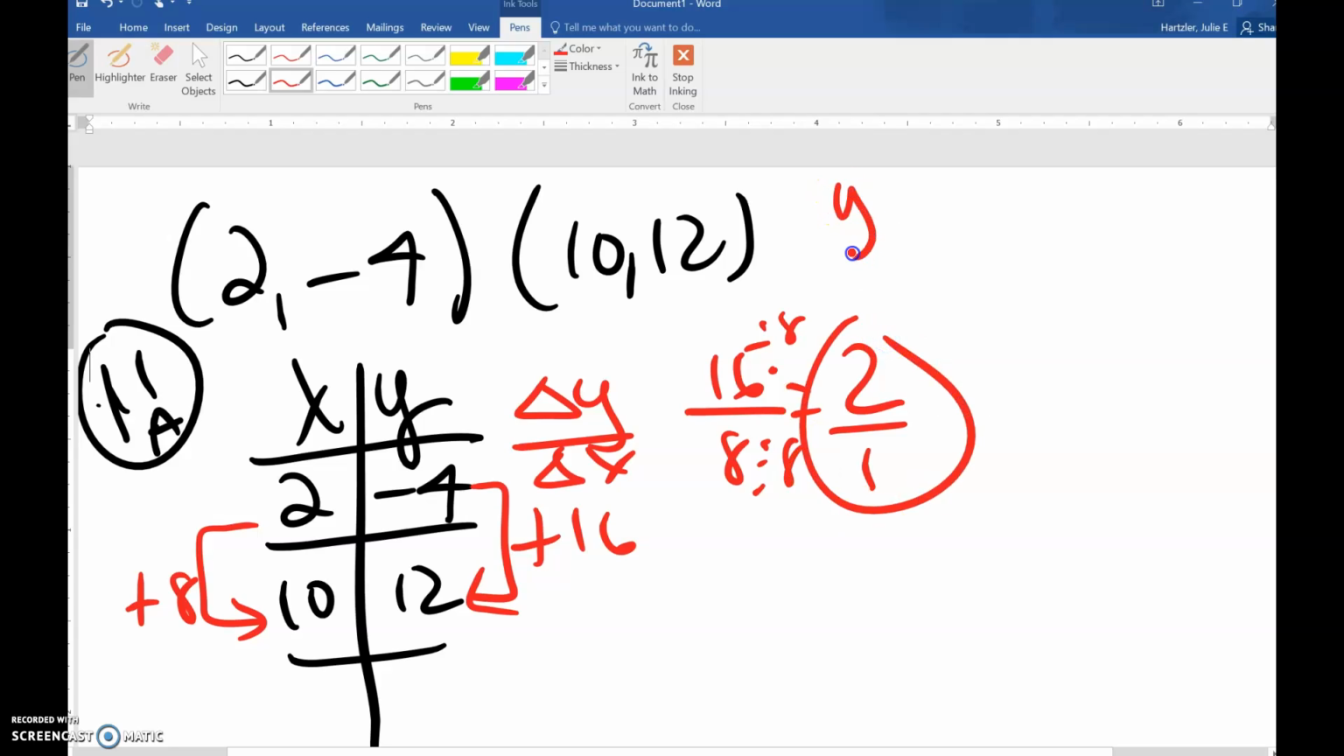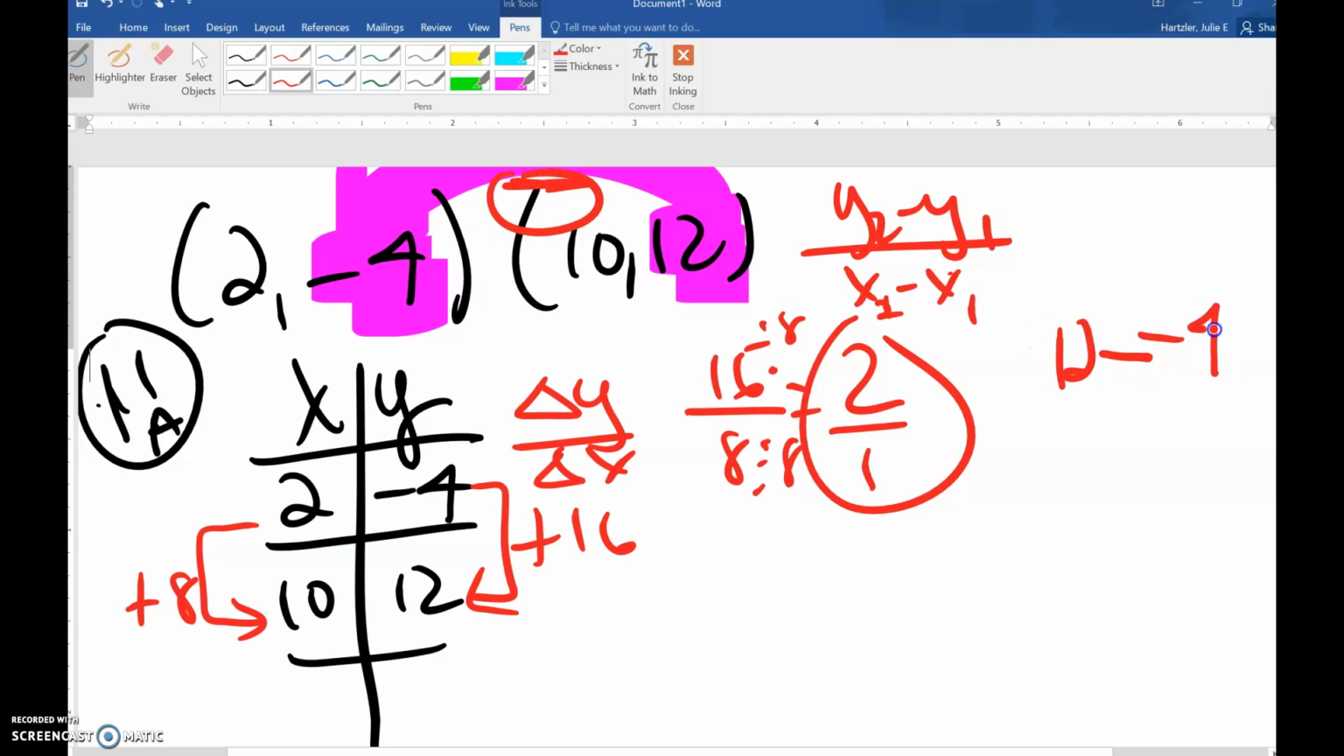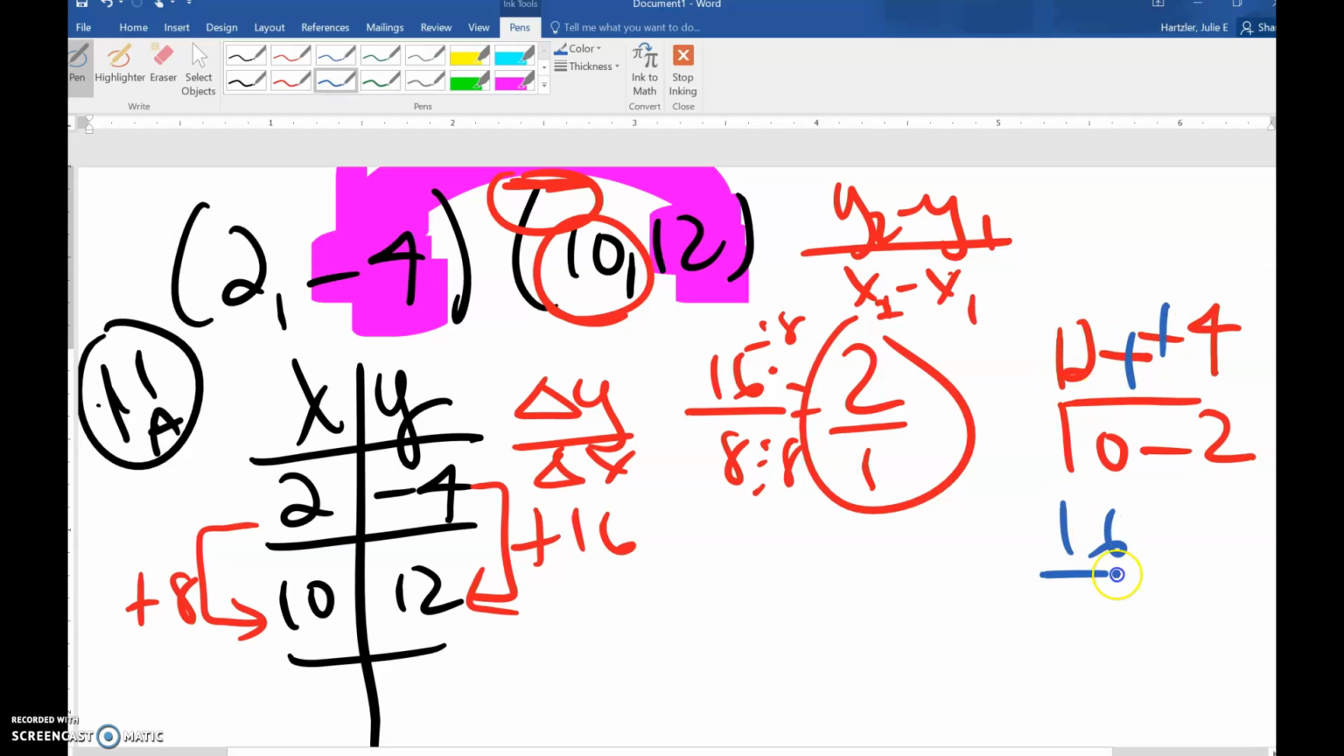Another way to do that is you need to remember the formula y2 minus y1 over x2 minus x1. So if you start here, then you have to subtract this number. But remember, there's a subtraction in between there. So 12 minus a -4. And then you have to start back over here, 10 minus 2. Notice you're going to have to add the opposite or use your calculator or something. That should be 16 over 8, which also reduces to 2. All right, so go ahead and find the distance between those, and I'll come right back.